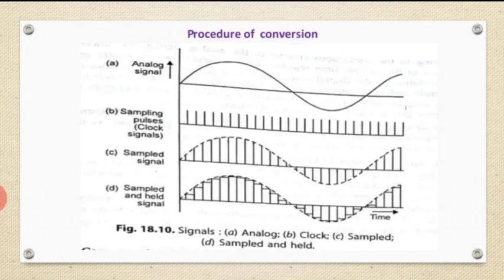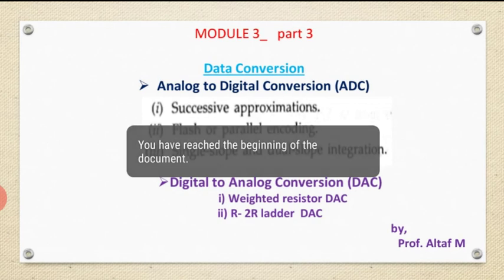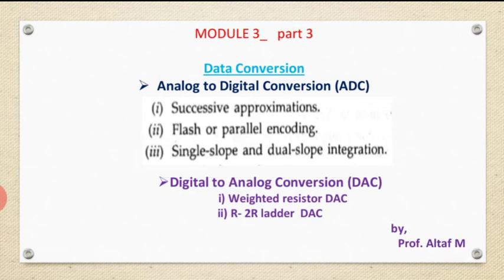Today I have discussed the successive approximation ADC, flash or parallel encoding ADC, and single slope ADC. All these three analog to digital conversions I have discussed, and next digital to analog conversion: the weighted resistor DAC and R2R ladder. Apart from this I have discussed the multiplexer, and one last block diagram where both ADCs and DACs are used.